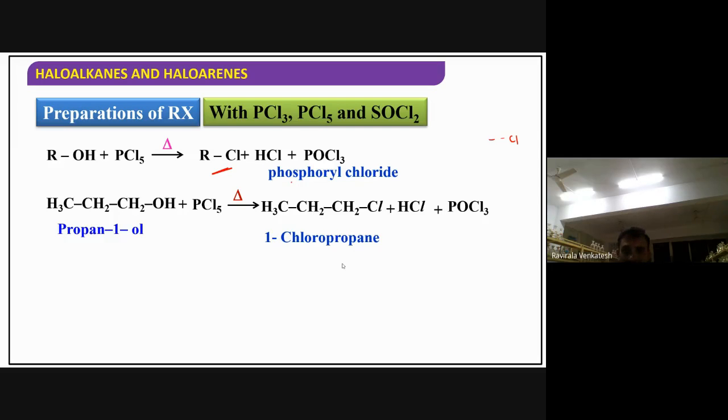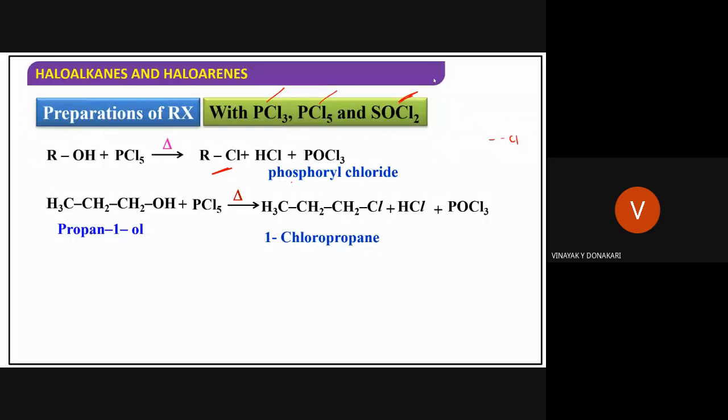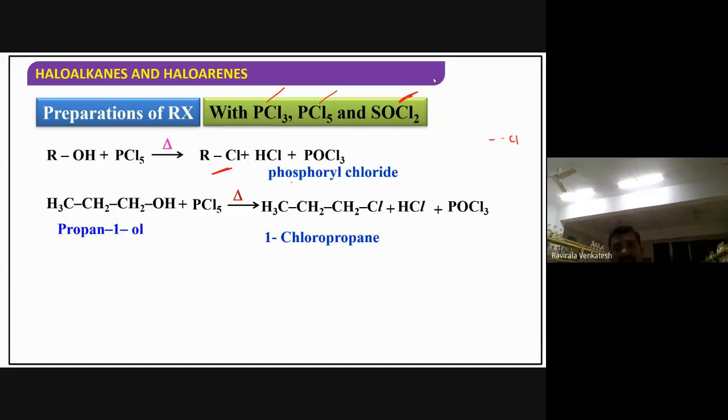Right. Now, which is the best method: using PCl3, PCl5 or SOCl2, for the preparation of alkyl halide? SOCl2. Whatever the byproducts, they get evaporated from the reaction mixture. But here, these cannot be evaporated. They still remain in the reaction mixture, and you have to separate them.